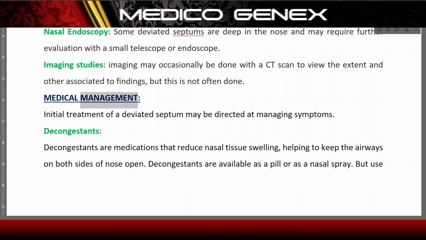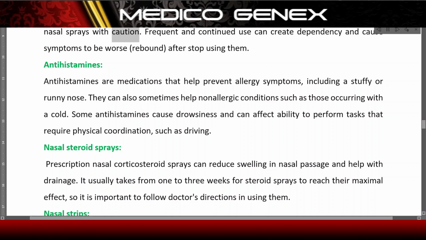Medical management. Initial treatment of a deviated septum may be directed at managing symptoms. Decongestants. Decongestants are medications that reduce nasal tissue swelling, helping to keep the airways on both sides of nose open. Decongestants are available as a pill or as a nasal spray. But use nasal sprays with caution. Frequent and continued use can create dependency and cause symptoms to be worse, rebound, after stop using them.